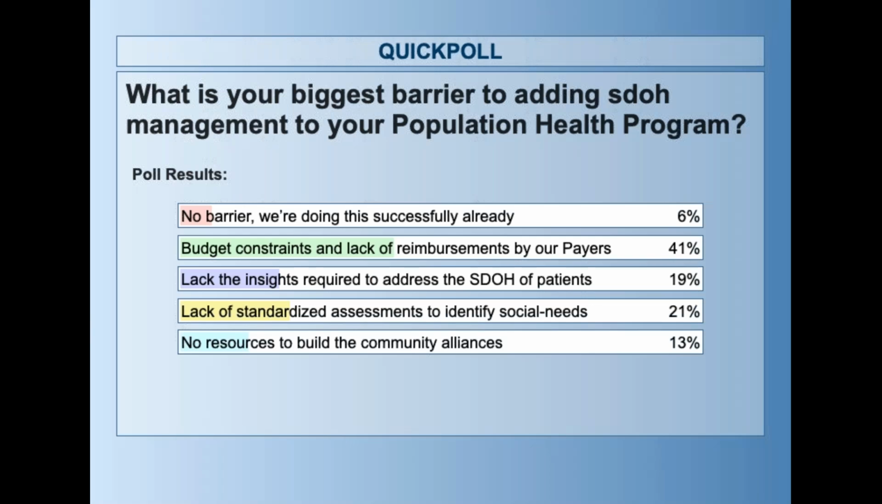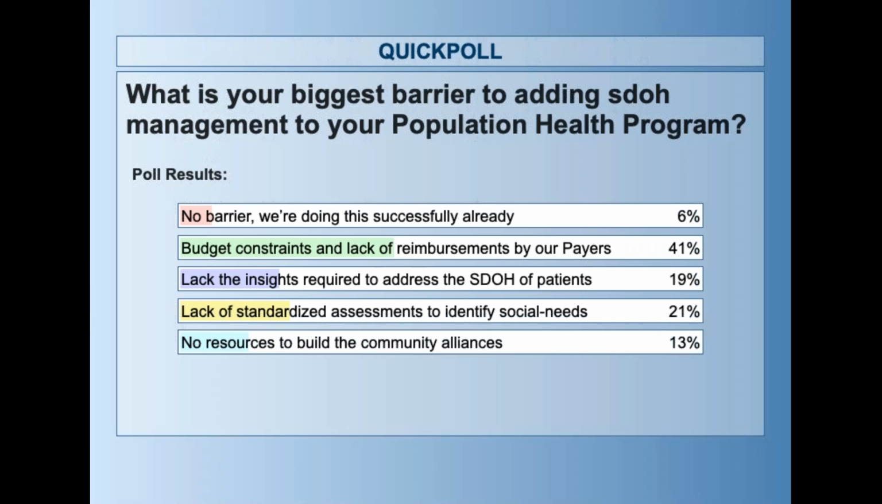Interesting results. Andrew, what do you make of this? Yeah, I'm frankly not surprised. I think these are all barriers. They're all surmountable barriers, though. I mean, certainly there are current budget constraints, but again, as we get into value-based reimbursement models, it's going to be in everyone's interest to invest in addressing social determinants of health.